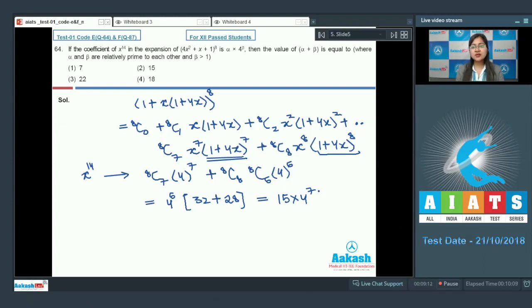So here we can see that the value of alpha is equal to 15 and the value of beta is equal to 7. So the value of alpha plus beta is equal to 22. That is option number 3 is the correct answer.